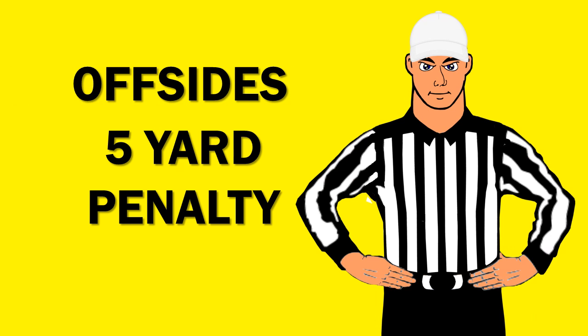Offsides is when a player from the offense or defense is on the wrong side of the line of scrimmage at the time of the snap. A defensive player can cross the line of scrimmage as long as they get back before the snap. But if they touch an offensive player, they can be called for encroachment. Both offsides and encroachments are 5-yard penalties.